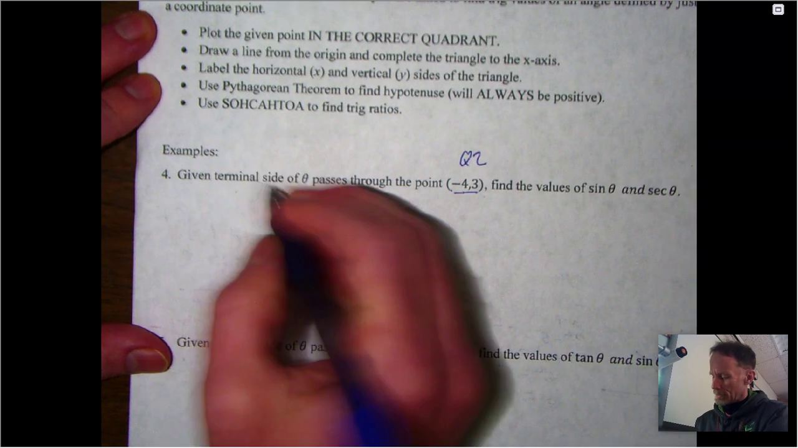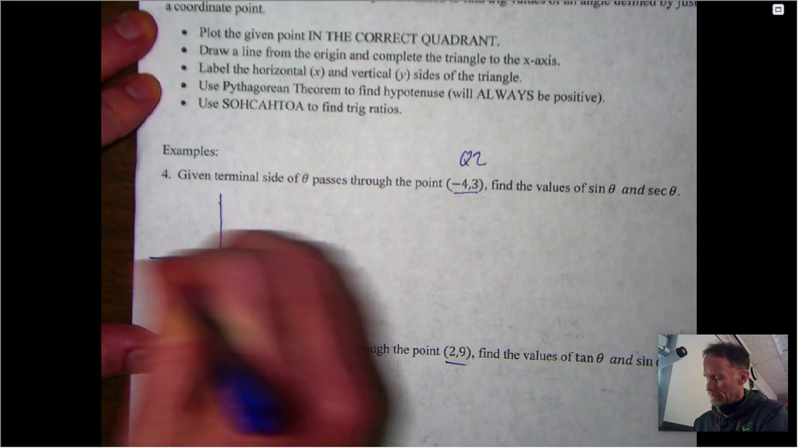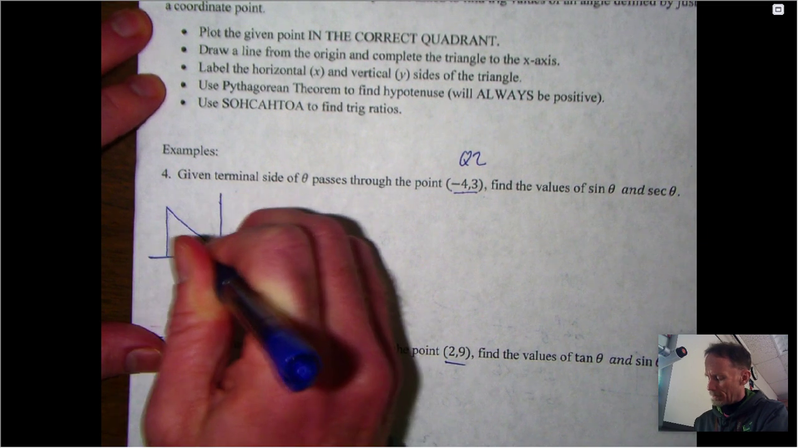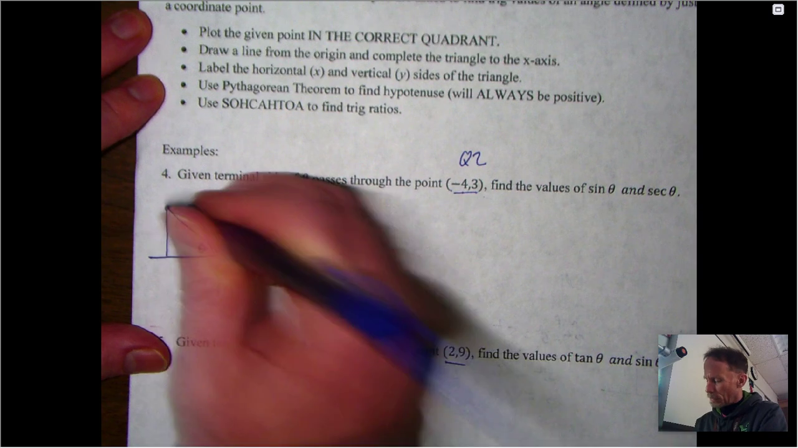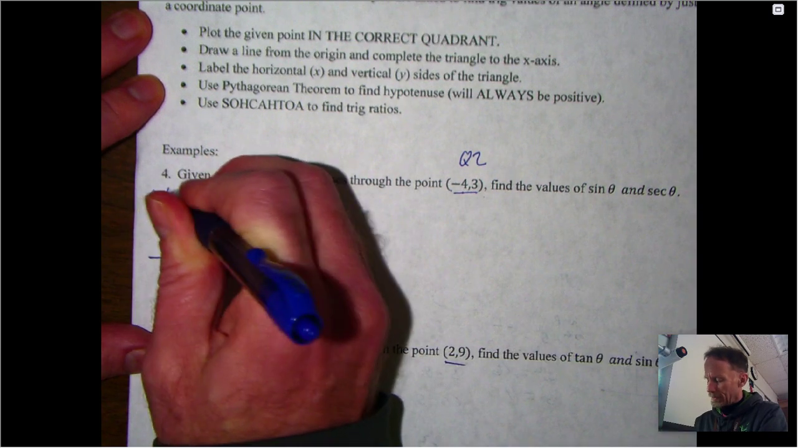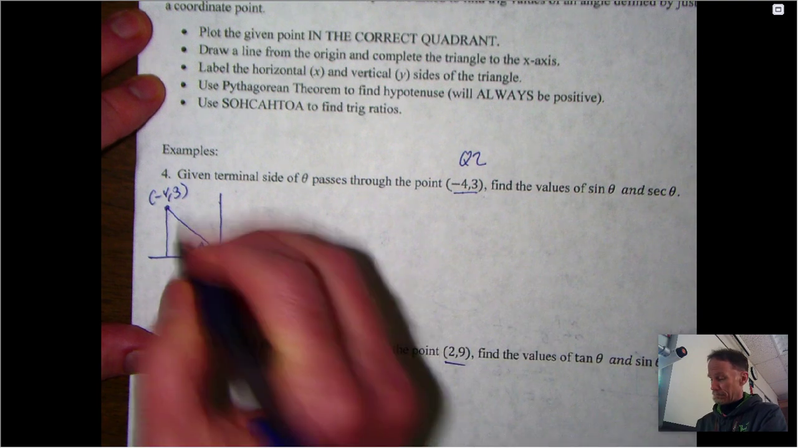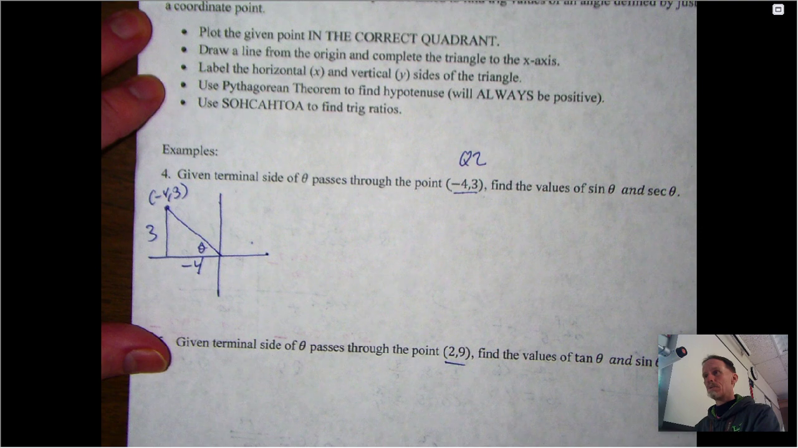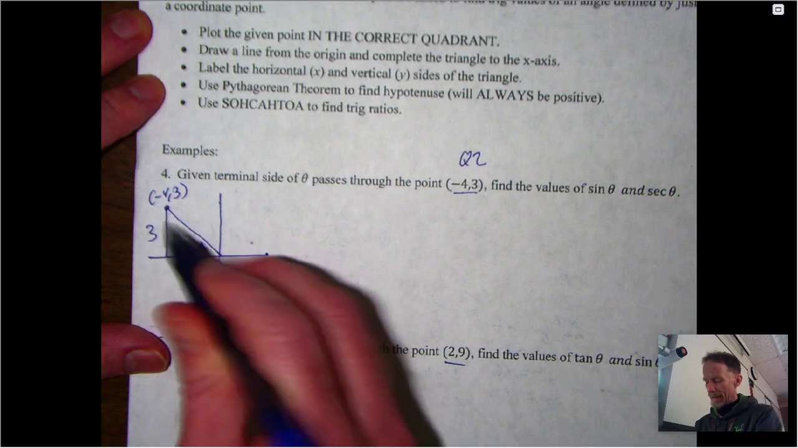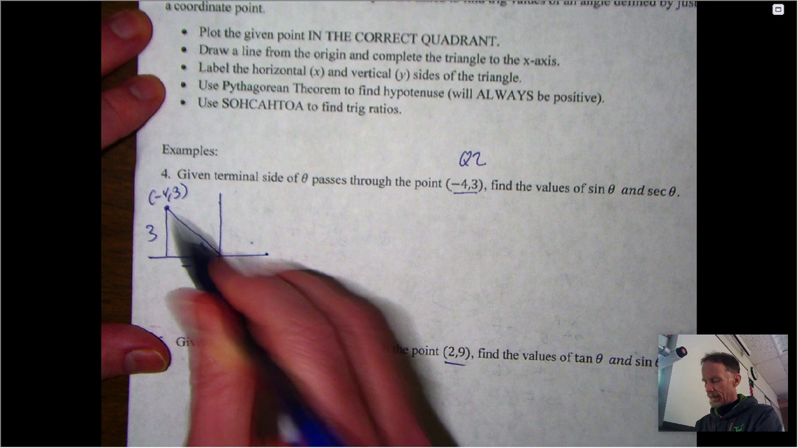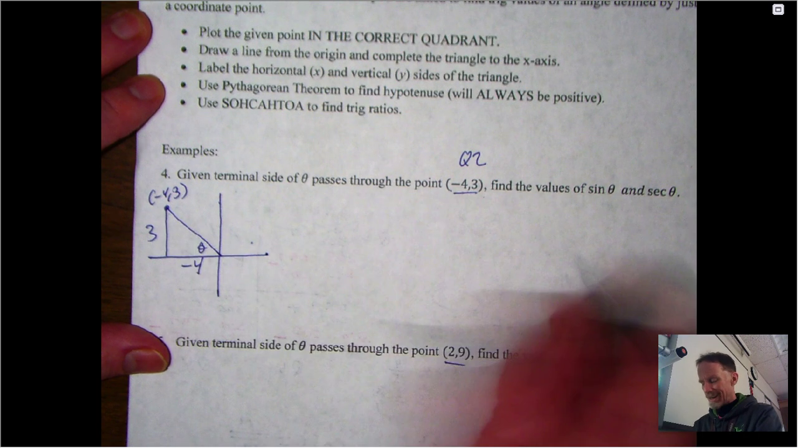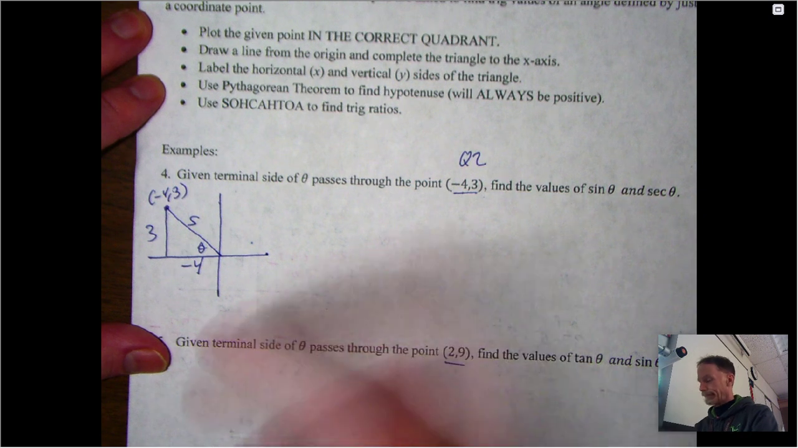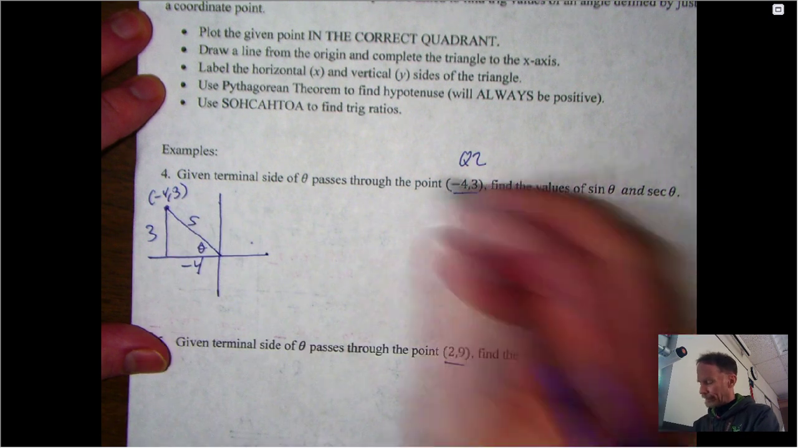So again, just sketch the triangle in quadrant 2, the same way you did it before. If we know this is -4, 3, then that tells us the -4 is the x and the 3 is the y. So that's our two sides of the triangle. And again, we can use the Pythagorean theorem to find the hypotenuse. In this case, it's going to be 5 because it's a 3, 4, 5 triangle. And then once you have everything labeled, we can answer the question.